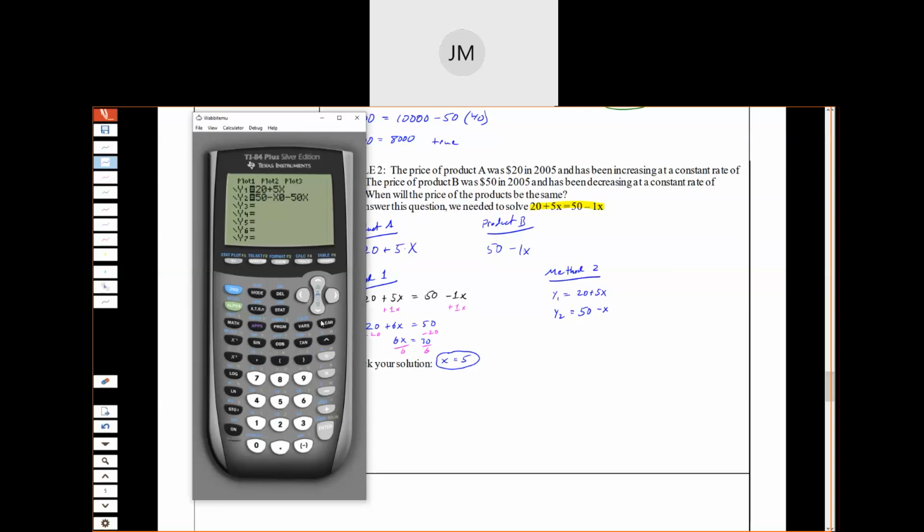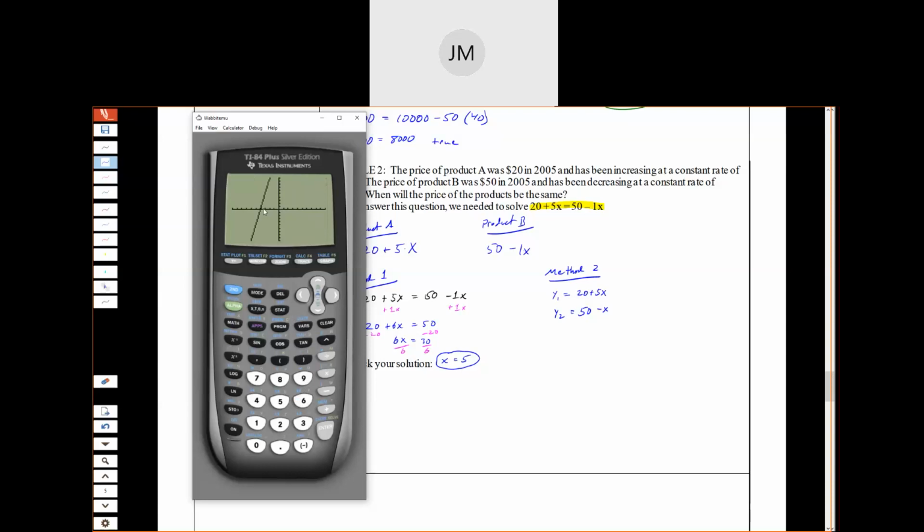So you can write 50 minus x. I should clear that one out first. You can write 50 minus x or 50 minus 1x. Okay, it's the same. When I hit graph now, my graphs are going to be real tight up on each other. That's fine. I could do the intersection point here. As long as you see them, that's fine. If you ever want to fix your zoom window, you can just hit zoom standard, and bring things back to normal.